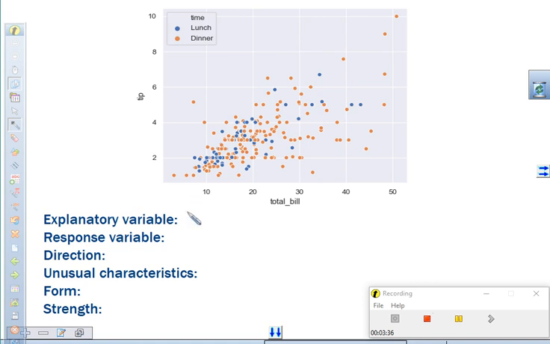So our explanatory variable would be the total bill, and that helps predict our response variable, which is the tip. And we would hope that as people's bill increases, that they would tip more, because people are taught to tip a certain percentage. But that's how we can tell that this explanatory variable gives us the response variable.